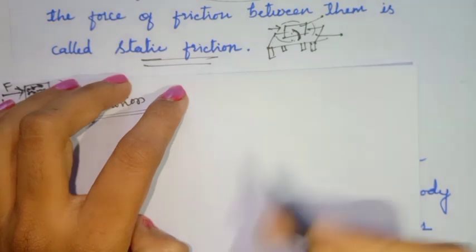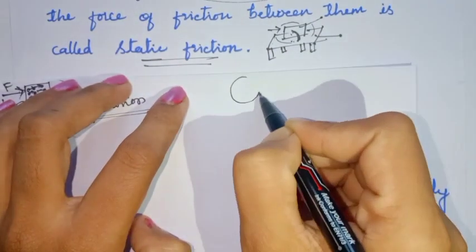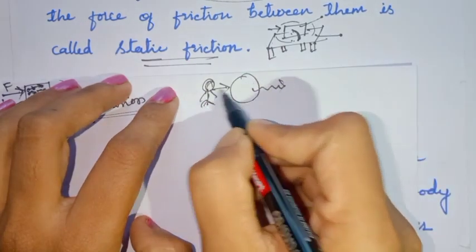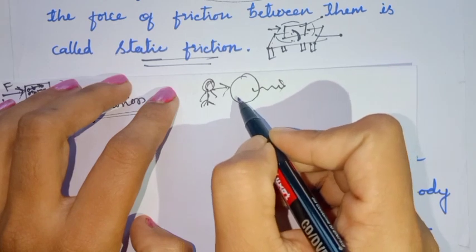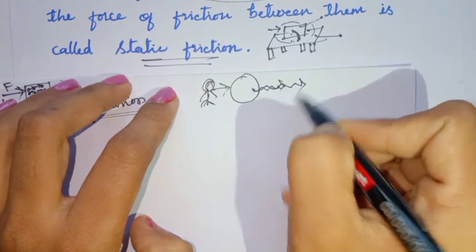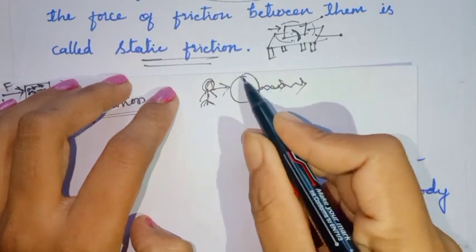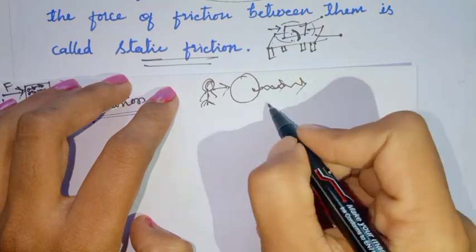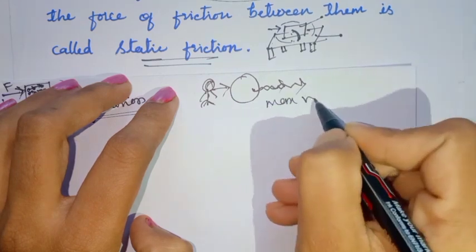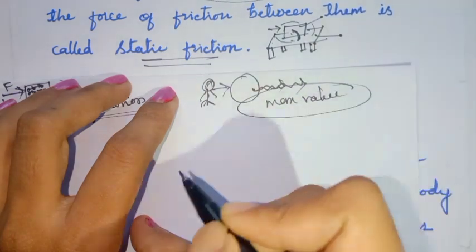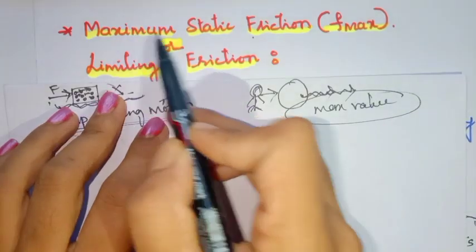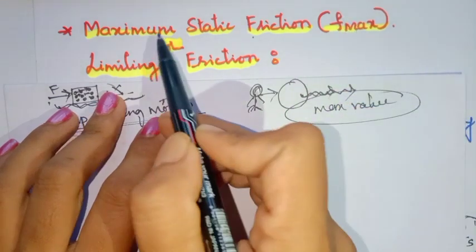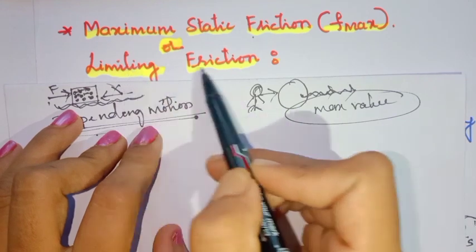As we have seen in the animation, that object was not coming into motion, though a boy applied a certain force on this object. Then after a certain point the object will come into motion. Then when is it coming into motion? After reaching the maximum value. And to this maximum value only we call it maximum static friction, which is denoted by F suffix max, or this kind of friction is also called limiting friction.